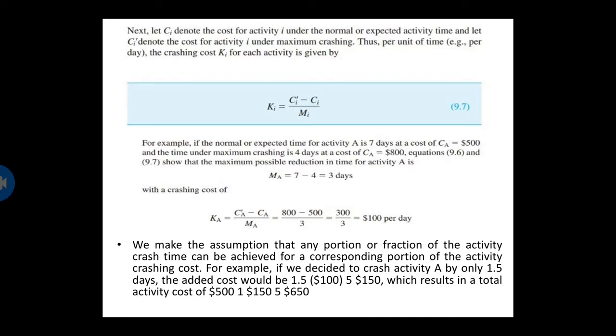We make the assumption that any portion or fraction of the activity crash time can be achieved for a corresponding portion of the activity crashing cost. For example, if we decide to crash activity A by only 1.5 days, the added cost would be 1.5 times $100 equal to $150, which results in a total activity cost of $500 plus $150 equal to $650.